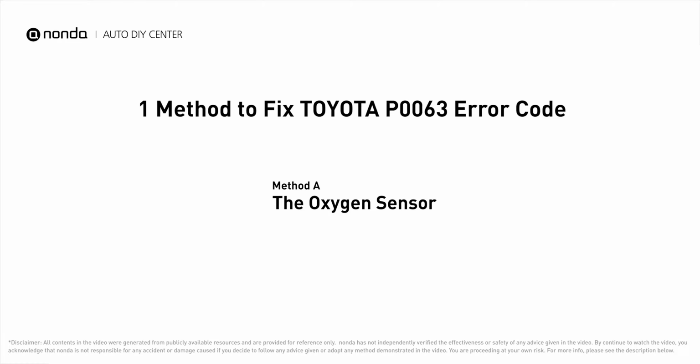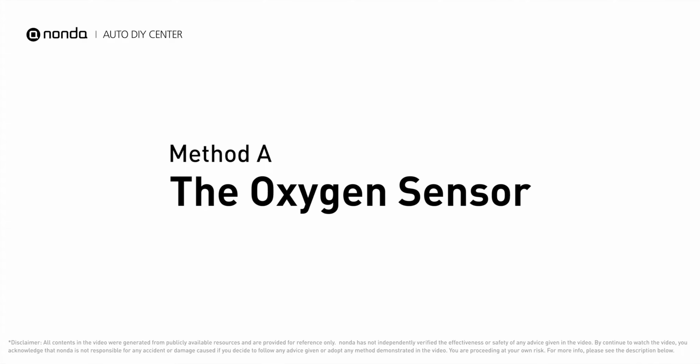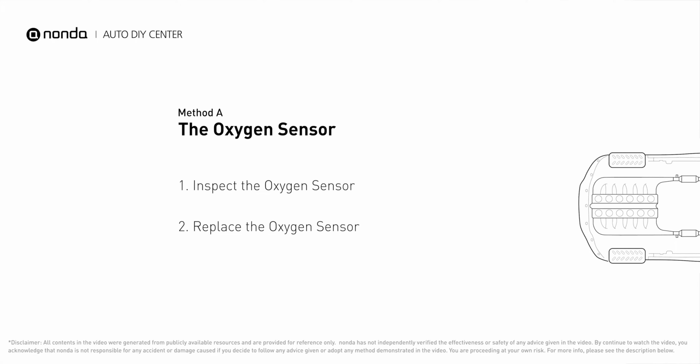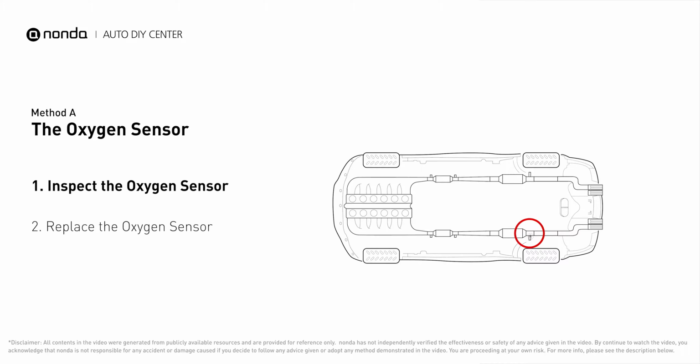Here are one of the most practical solutions to fix Toyota's P0063 error code. Method A, the oxygen sensor. This oxygen sensor is located right after the catalytic converter. Bank 2 is on the side with the cylinder number 2. Sensor number 3 is downstream of the last catalyst in the exhaust system.